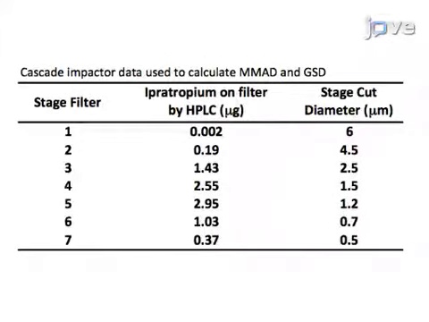In this experiment, after aerosol delivery of the bronchodilator ipratropium bromide to 24 8-week-old C57BL6 mice, the aerosol deposited on the cascade impactor and absolute filters during the 45 minutes of aerosol exposure was dissolved in 50% acetonitrile, and the mass of the ipratropium was quantified by high-pressure liquid chromatography.